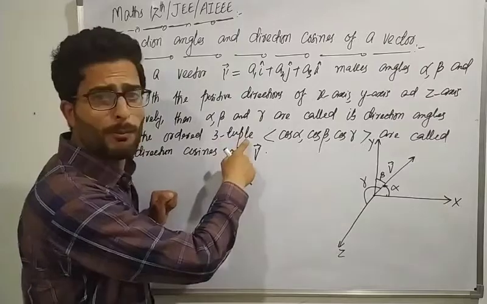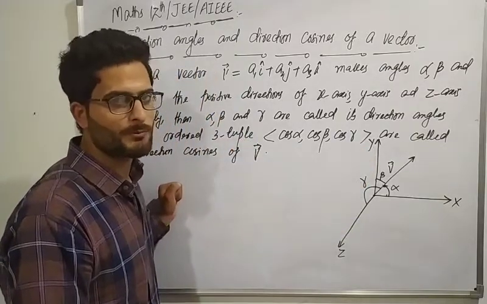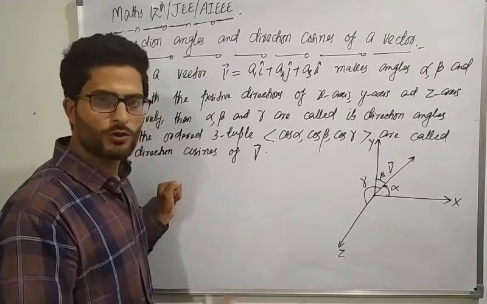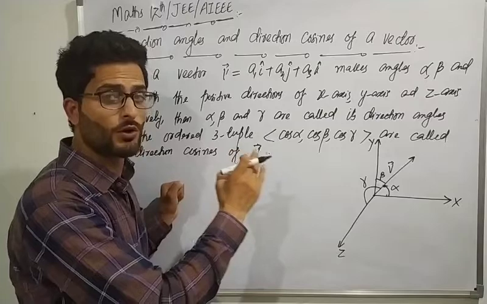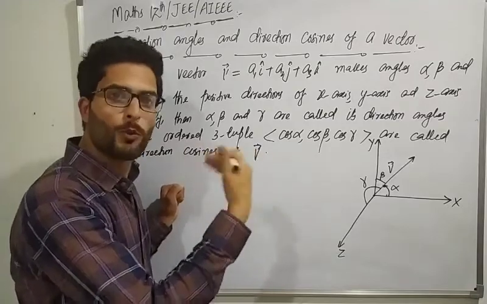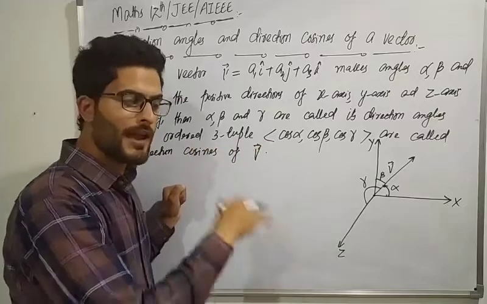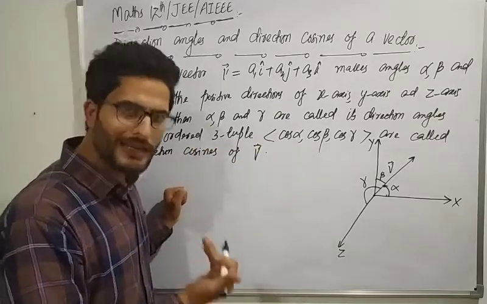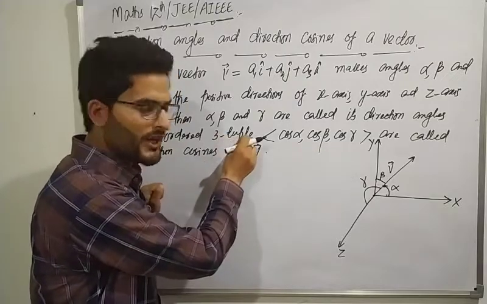एंड द ऑर्डर्ड 3 टपल, ऑर्डर्ड पेयर और ऑर्डर्ड 3 टपल ये सब कुछ हम पढ़ चुके हैं. ऑर्डर्ड पेयर में 2 ही होते हैं, जब 3 होंगे तो 3 टपल, 4 होंगे तो 4 टपल, 5 होंगे तो 5 टपल, n नंबर ऑफ आइटम्स होंगे तो n टपल बनता है. तो यहां पे 3 नंबर ऑफ आइटम्स आपके पास है, इसलिए ऑर्डर्ड 3 टपल.